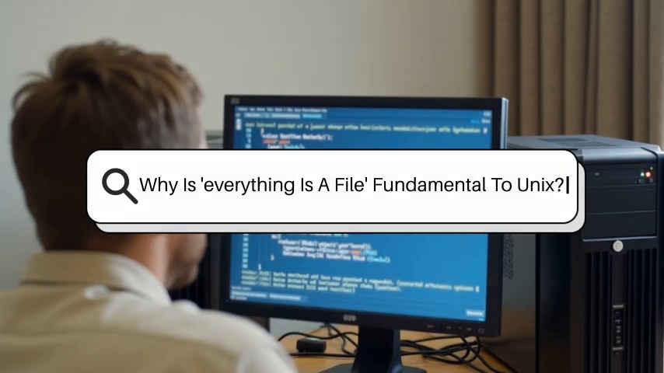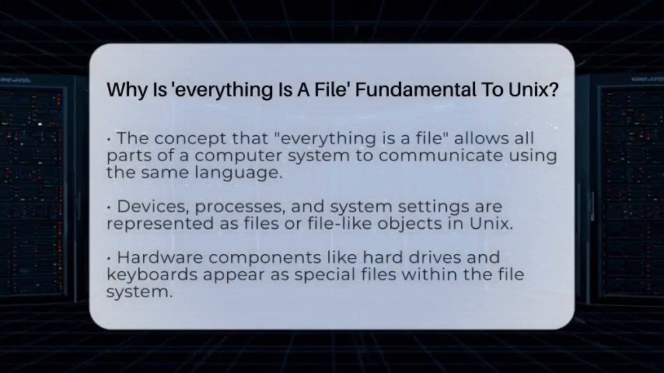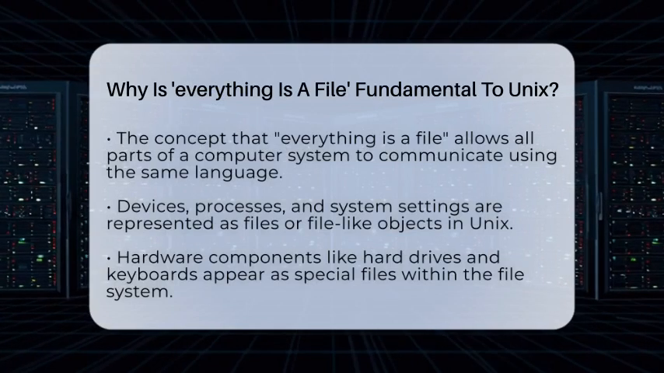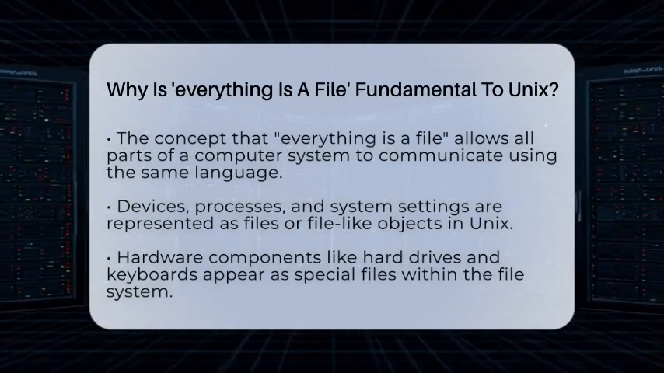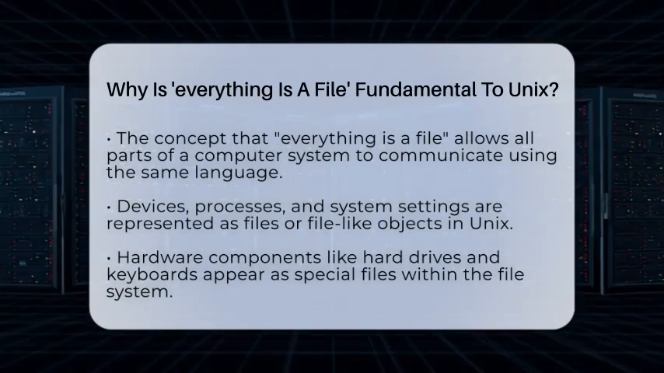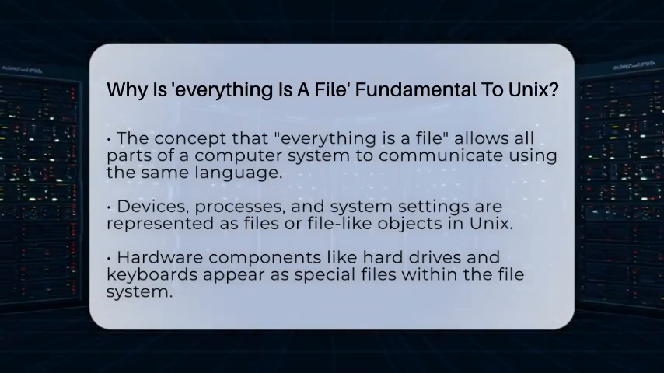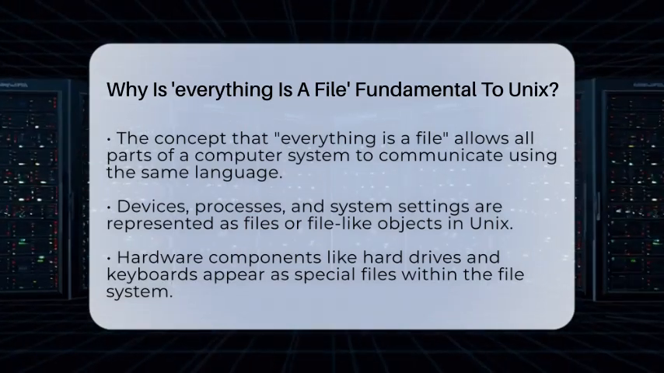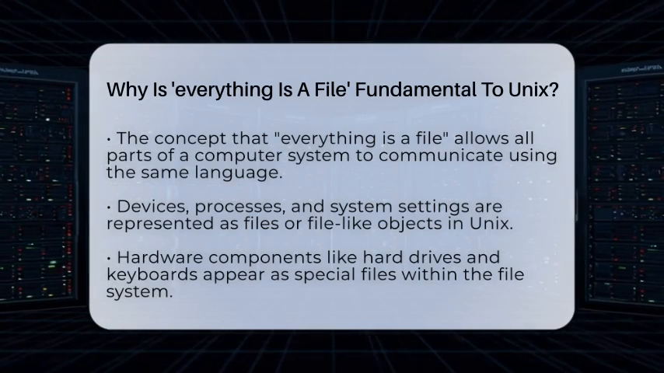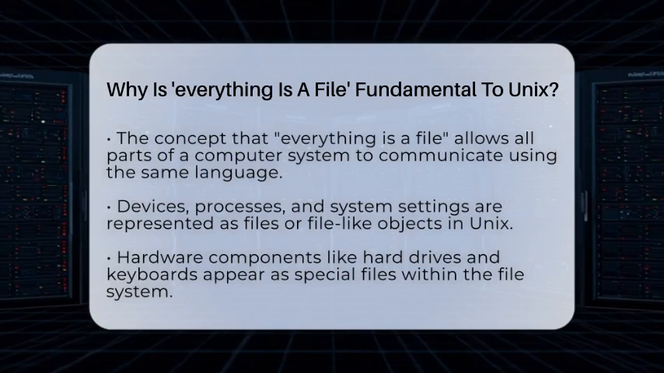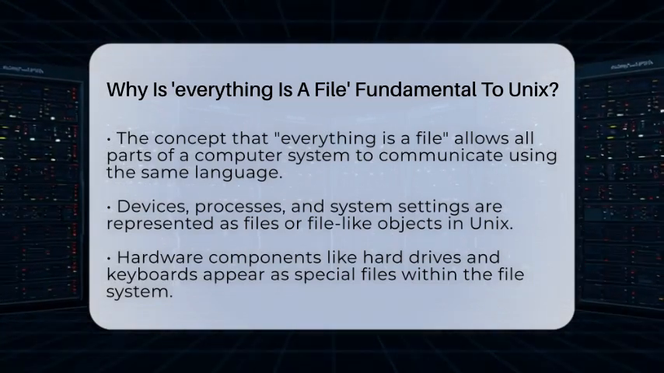Why is everything as a file fundamental to Unix? Imagine a world where every part of your computer, from the hardware to running programs, speaks the same language. That's what the idea that everything is a file does for Unix systems. It means that devices, processes, and system settings are all represented as files or file-like objects. This makes managing your system much simpler because you use the same commands for everything.